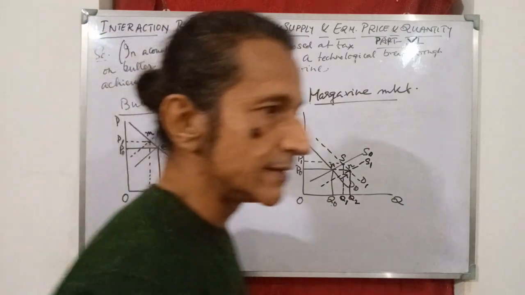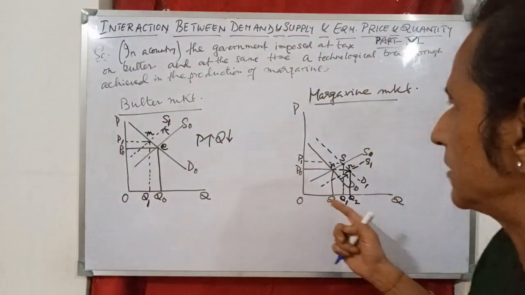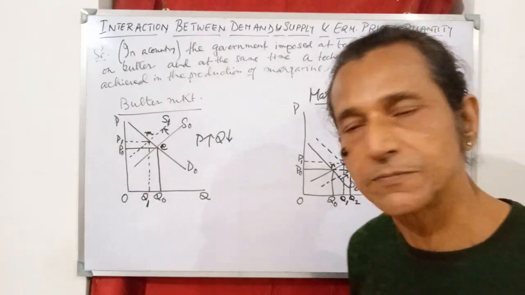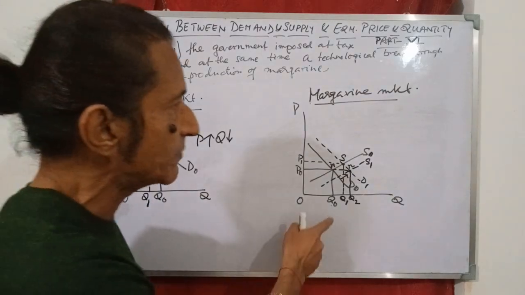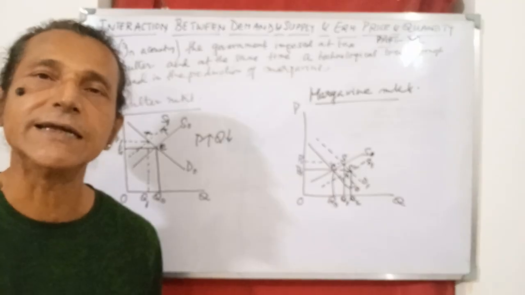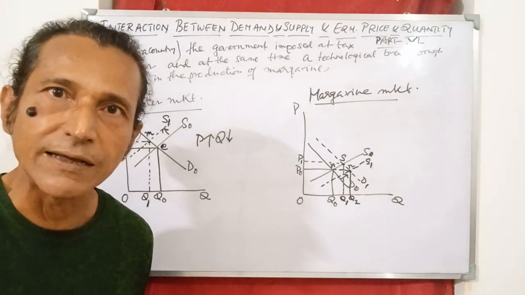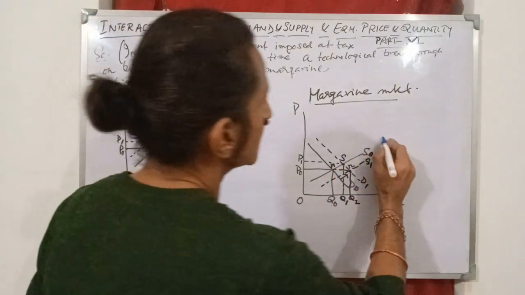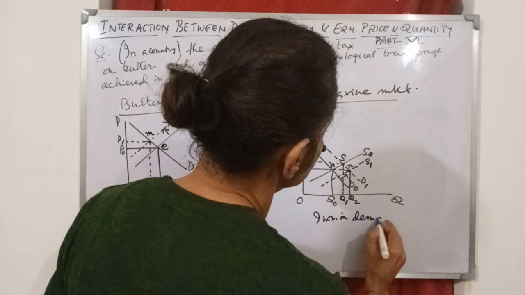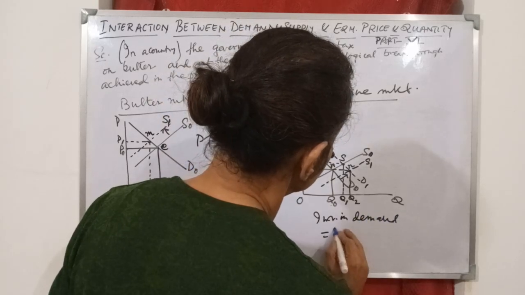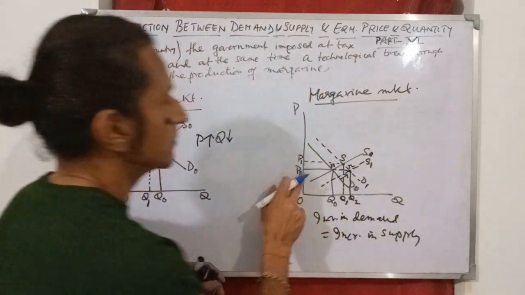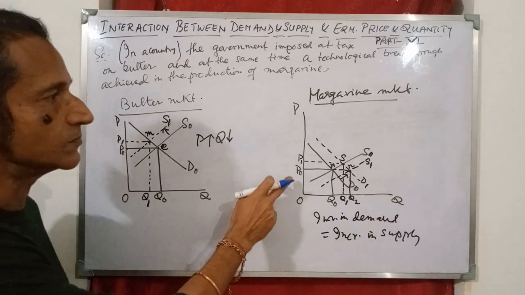Remember one thing, it is not necessary that price will remain the same. Price may remain the same, price may change. In this case, price has remained the same. Why? Because the change in demand, that is increase in demand, is equal to change in supply, that is increase in supply. So here, increase in demand is equal to increase in supply. Due to this, price has remained at P sub 0.